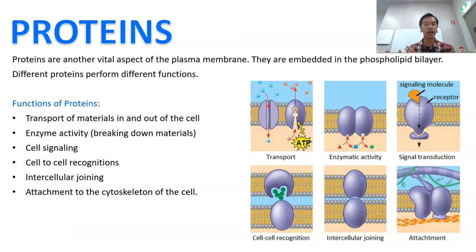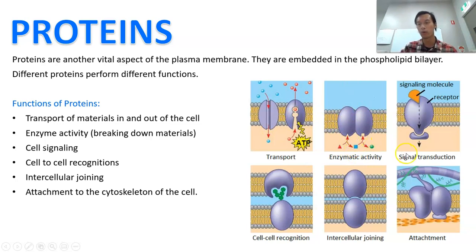The second component that is vital to both the structure and the function of the plasma membrane is the proteins. They are embedded in the phospholipid bilayer, and different proteins perform different types of functions. Some of them are responsible for transport, which is what the rest of this section looks at. Some of them are responsible for enzyme activities, breaking things down.